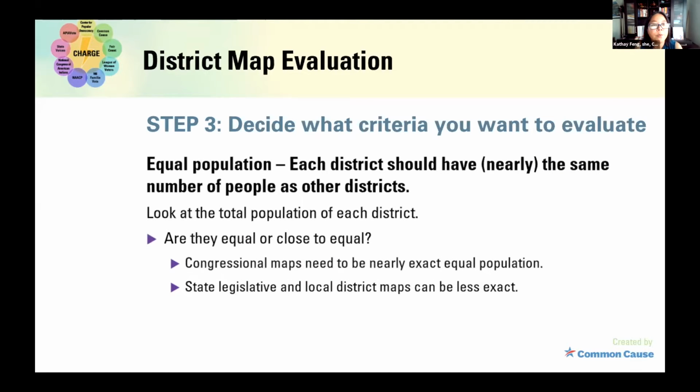Okay, so one of the first things that we always want to look at is whether or not districts have close to the ideal number of people as other districts. And folks will remember, if you've attended the Redistricting Community College training before, that you are taking the total population for that jurisdiction. So let's say it's the total population of the state. You're dividing it by the number of districts, and that gives you an ideal population. And depending on whether you're at the congressional level or you're looking at local and state districts, it will determine how close you need to be to that perfect ideal population. Congressional maps need to be much more exact in getting close to that equal population. State legislative and local district maps can be a little less exact. Next slide.